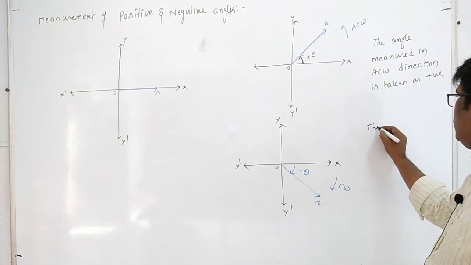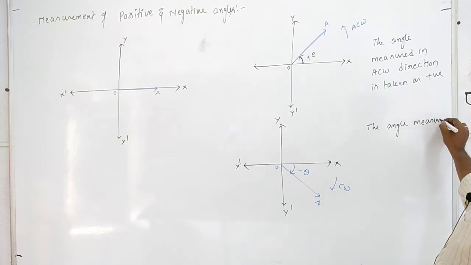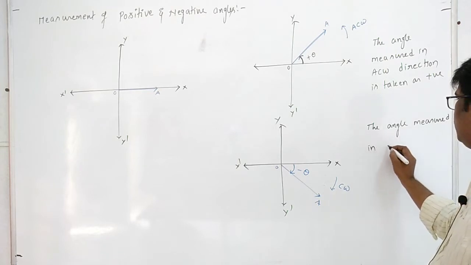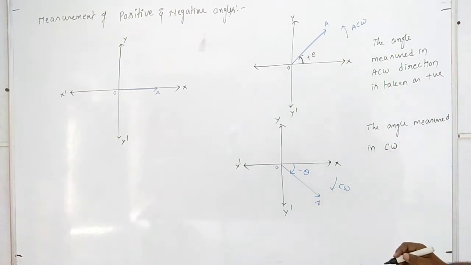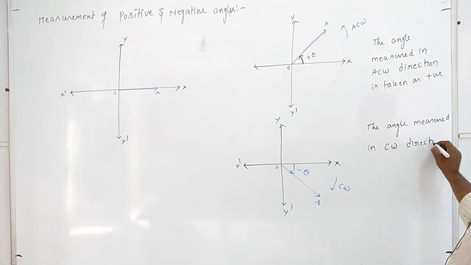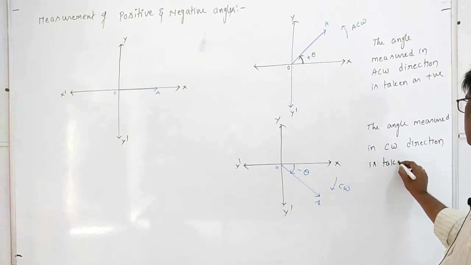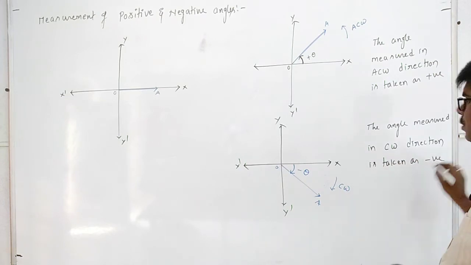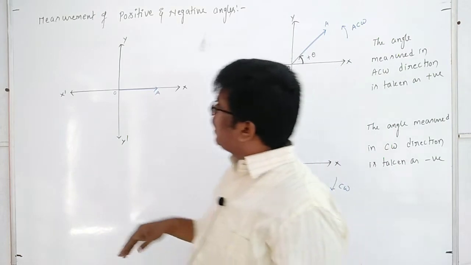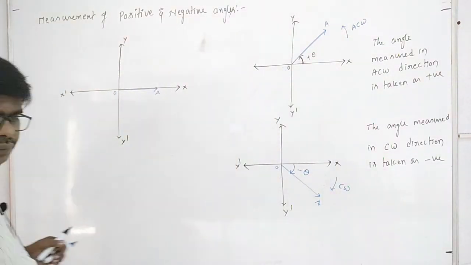The angle measured in clockwise direction is taken as negative.